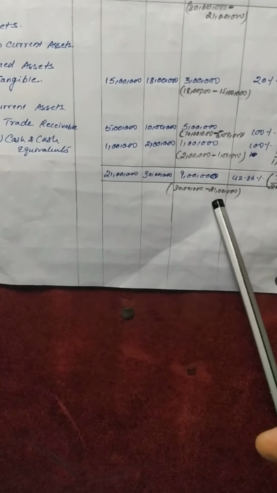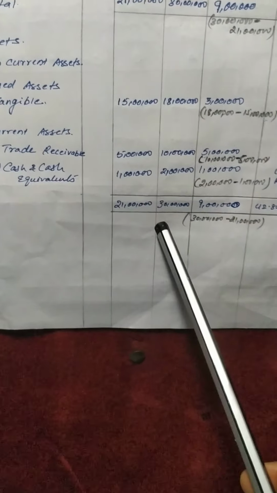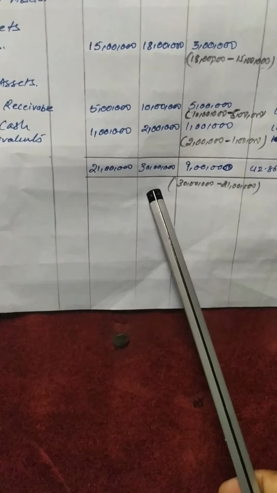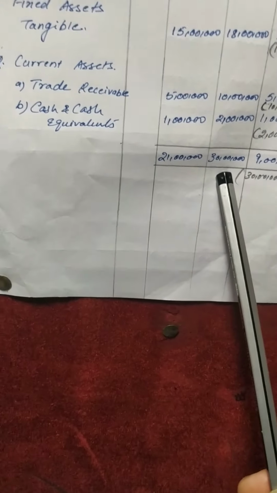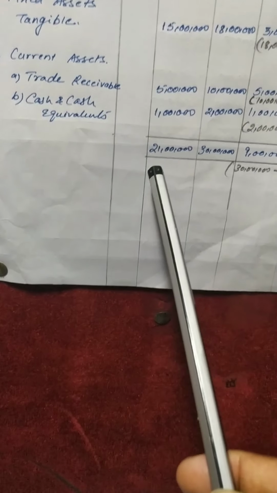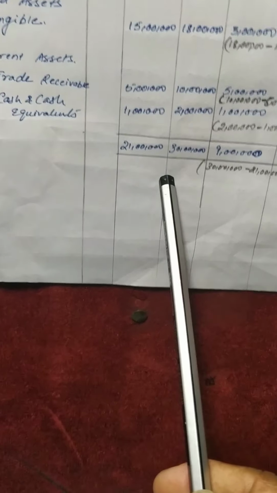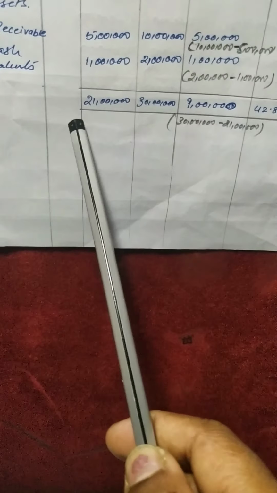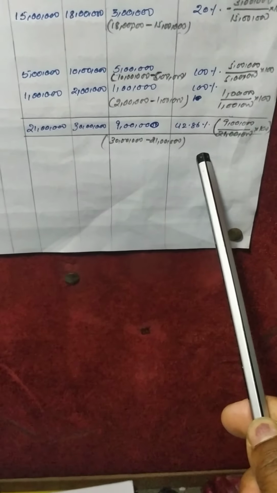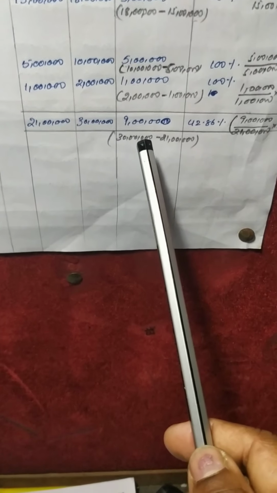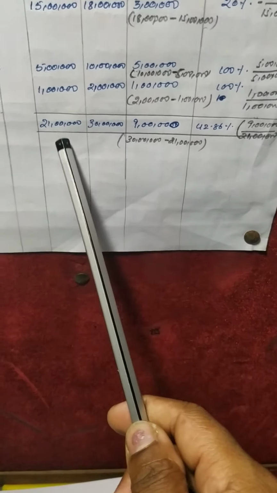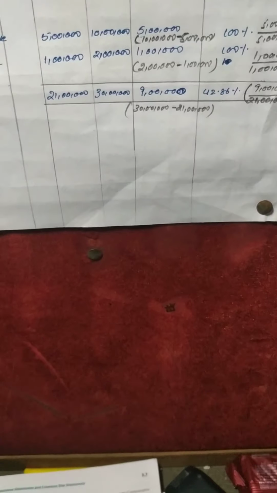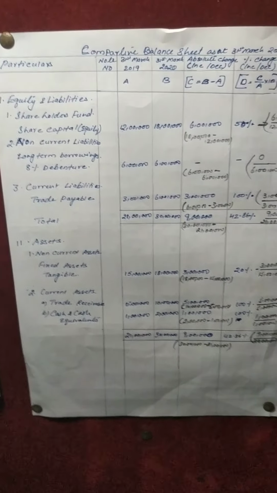Same way we also have to do the total here. Totals here are 21 lakh and 30 lakh. So 30 lakh is your current year balance sheet total, 21 lakh is your previous year balance sheet total, and there is a change, an increase of 9 lakh, that is B minus A. What is the percentage? How will we calculate? Your formula for calculating the percentage, C upon A multiplied by 100, that is 9 lakh upon 21 lakh into 100. So in this way we have to do the comparative study of balance sheet.